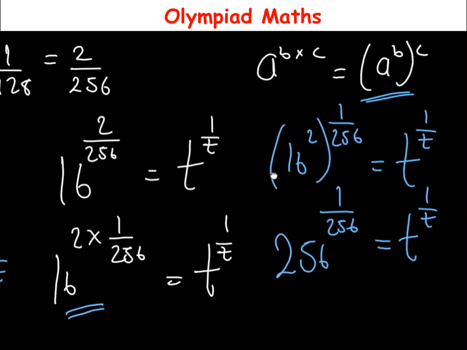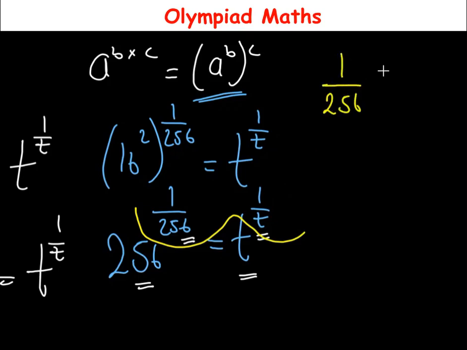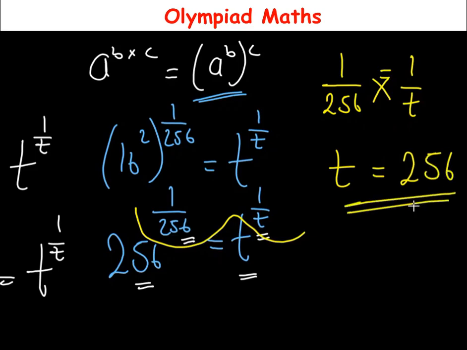Now looking at this, we have achieved what we wanted to achieve. We have made the base right here equal to the power denominator right here. Same thing also on the right hand side, the base is equal to the power denominator. So with this, we can then compare the exponents, so 1 over 256 is equal to 1 over t. So simply cross multiply, t times 1 is t, equals 1 times 256 is 256, and this is the value for t equals 256.